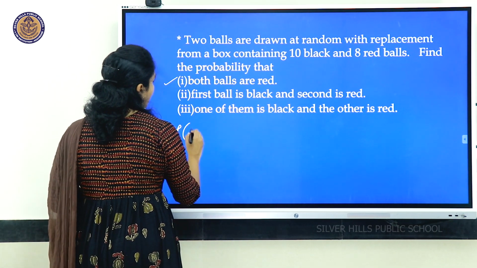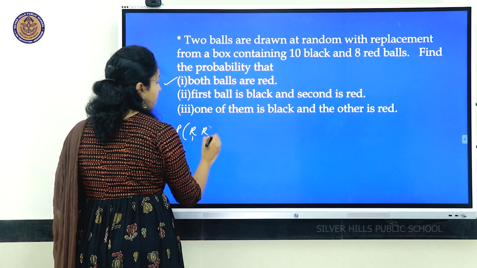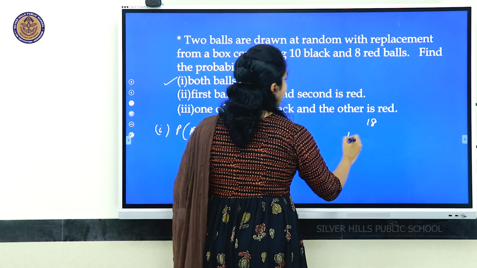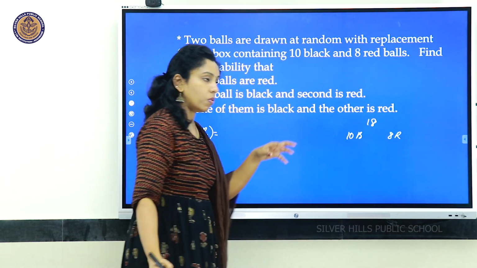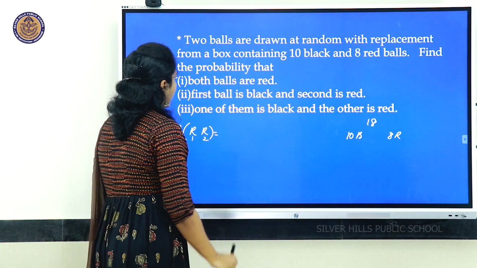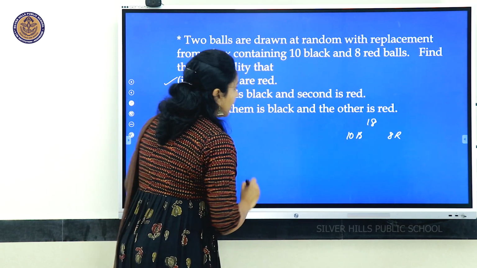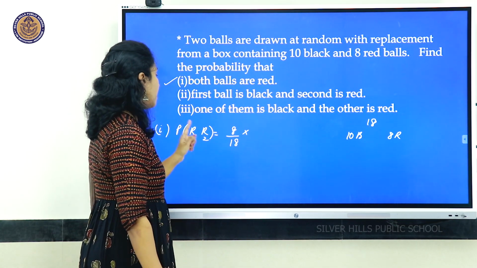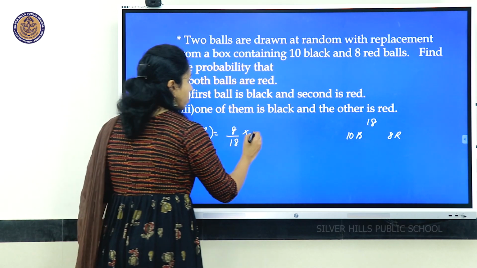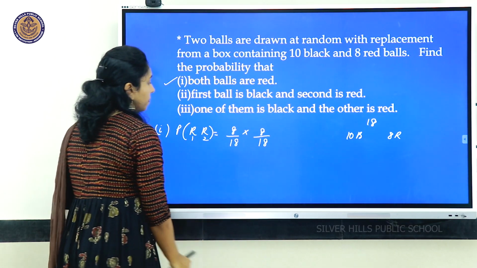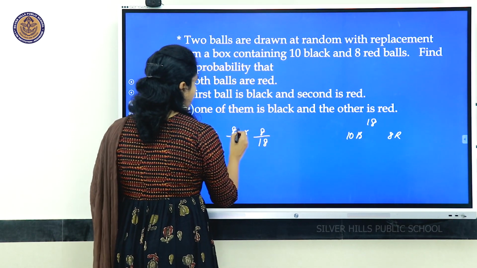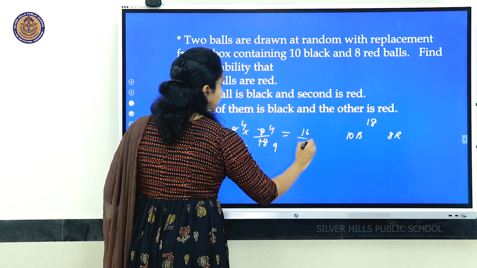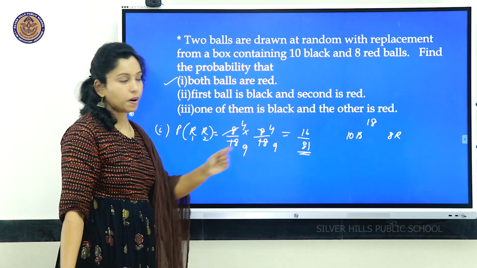So, I need to find the probability of both are red. First is red, second one is also red. Now, total how many are there? There are 18 balls in total. You have 10 black balls, 8 red balls, and whatever you are taking, you are keeping it back. So, probability of getting first red is 8 by 18 into, when you apply the theorem, again getting a red given that the first one is red. There is no change, it is 8 by 18 only. When you simplify it, this is equal to 16 divided by 81. The first one is 16 by 81.